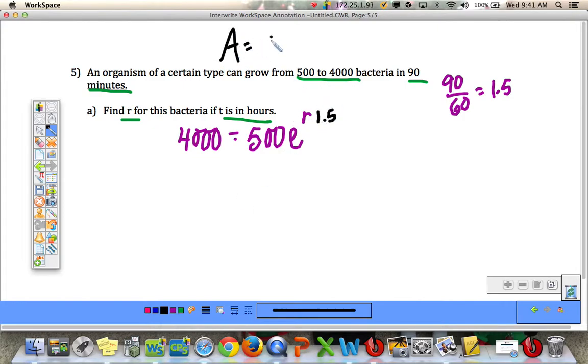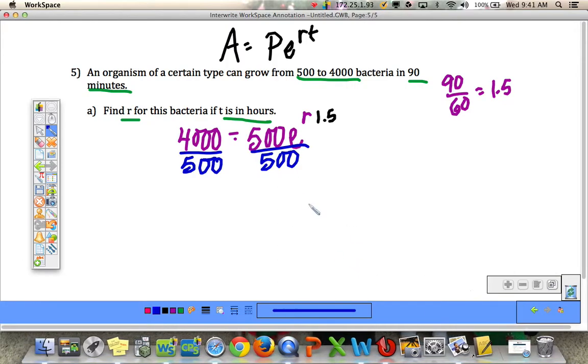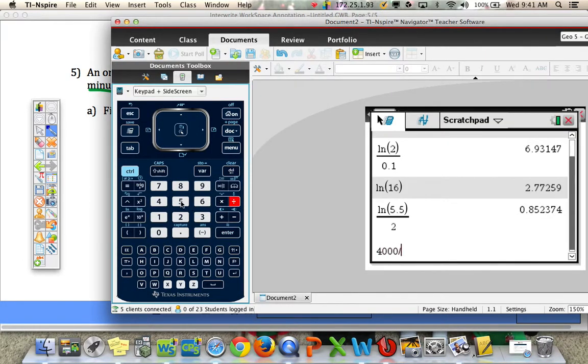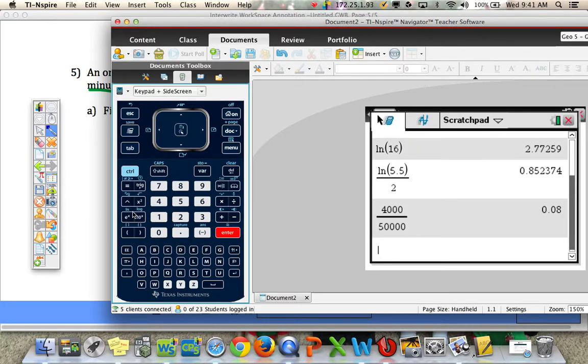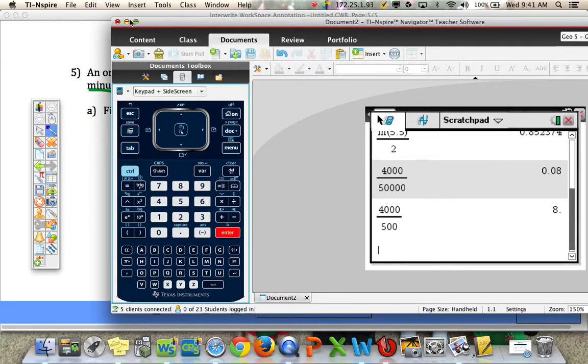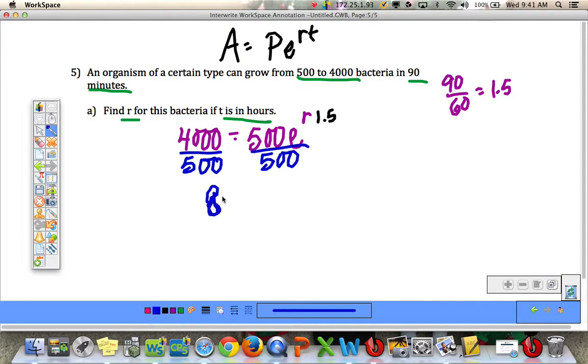So again, we're plugging into this equation, A equals P e to the rt. Let's solve. Divide each side by 500. Alright, we get, oops, I did that wrong. Too many zeros. There. Alright, we get 8. 8 equals e to the 1.5r. Again, we have this exponent we want to solve for.